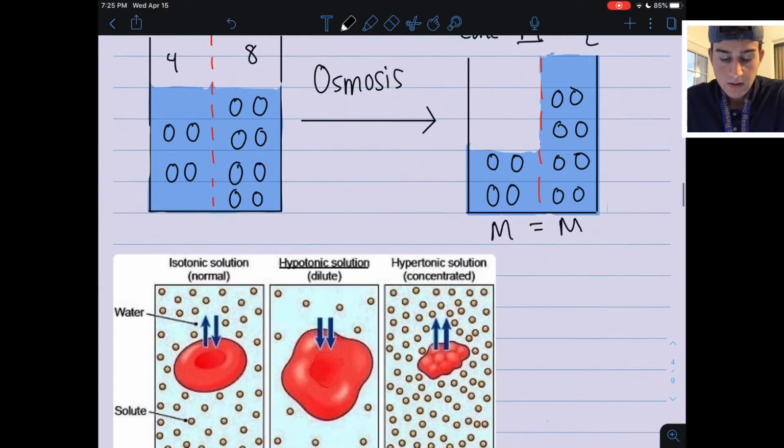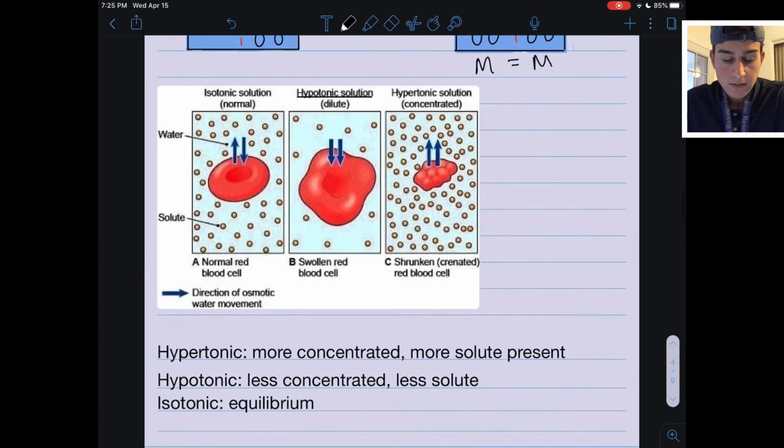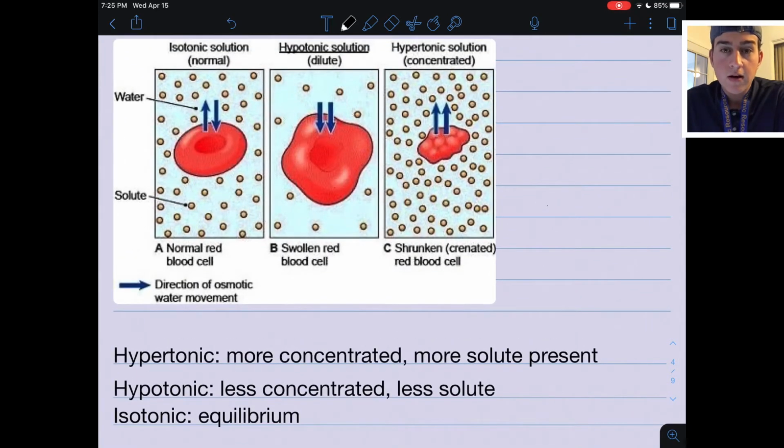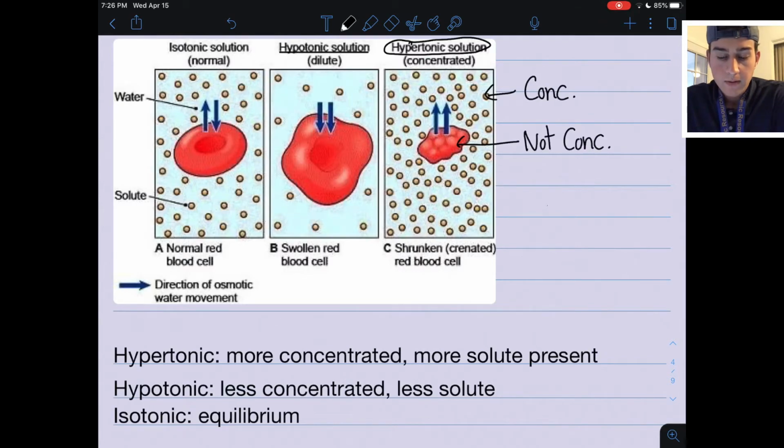Okay? Here are some examples of osmosis, but we need to understand what these definitions are. Hypertonic, as stated before, means more concentrated and more solute present. Hypotonic means less concentrated, less solute present, and isotonic normally means equilibrium. So hypertonic itself, if we look at the top, hypertonic solution, that means it's referring to the solution itself. Hypertonic means more concentrated. So on the outside we could see it's very concentrated, but on the inside it's not concentrated or less concentrated. Therefore the water or the solvent on the inside is going to want to move out.